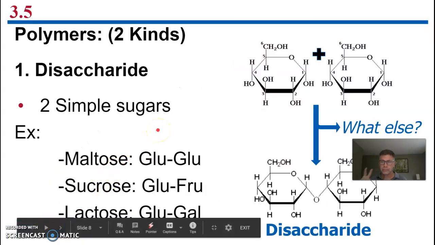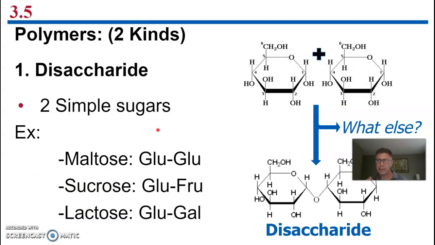All right, so there's two types of polymers for carbohydrate. Remember, monomer is the small piece, polymer is the big piece. One of them is a disaccharide. The prefix di means two. So these are two simple sugars put together through dehydration synthesis.